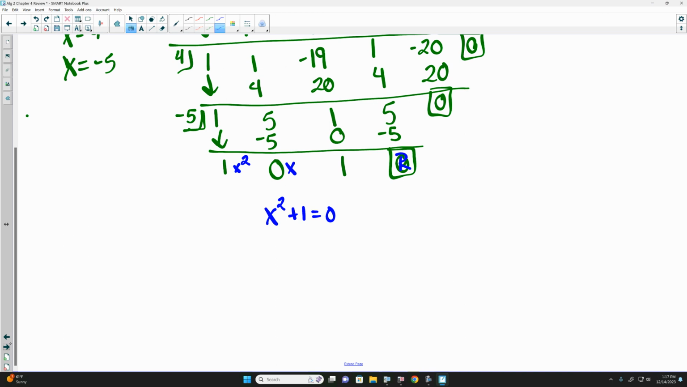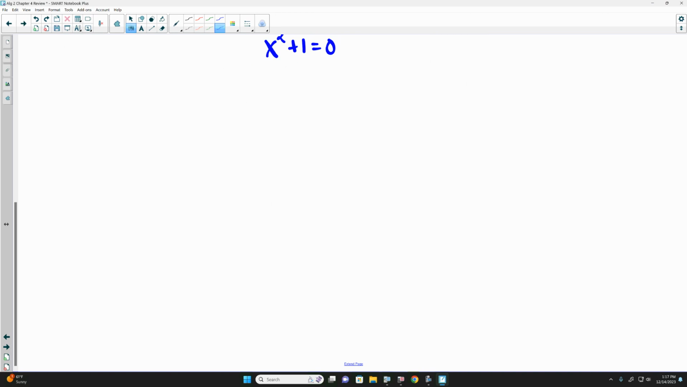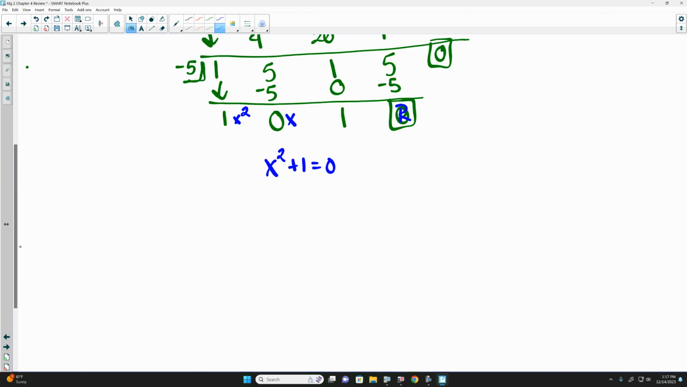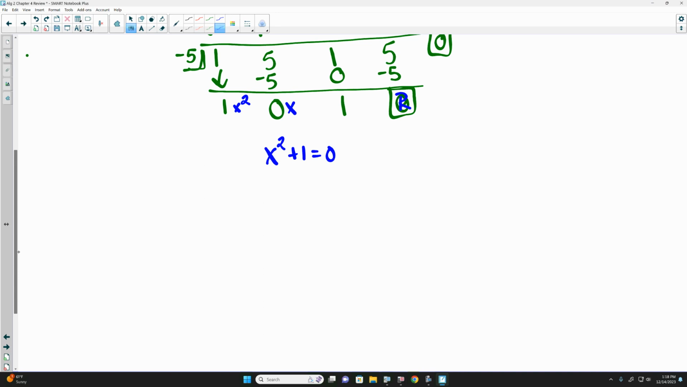Now we can do this by the quadratic formula. And again, it might be helpful to have that down. But since we don't have a middle term, we're going to get x squared by itself, so we'll subtract 1 from both sides, telling us x squared is equal to negative 1. Then at this point here, we would square root both sides.